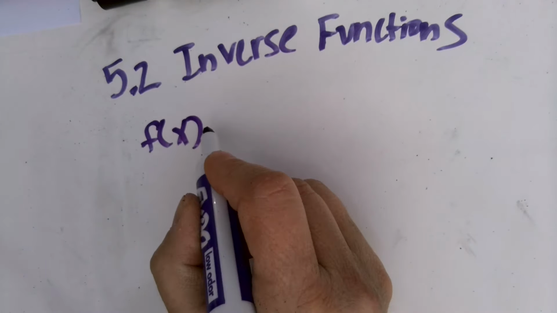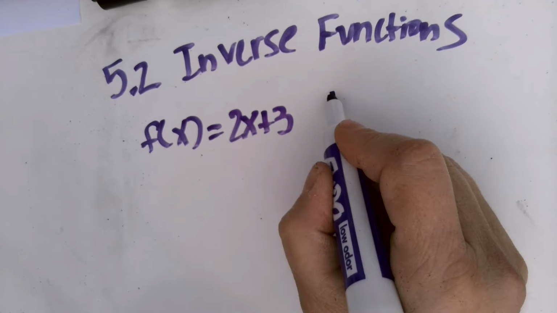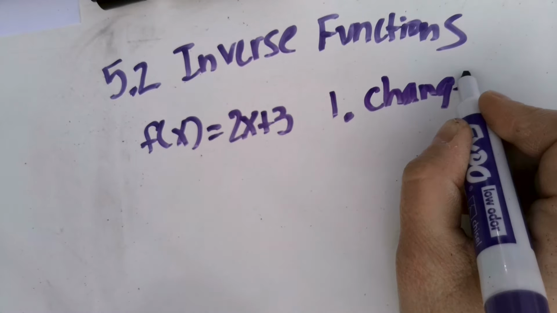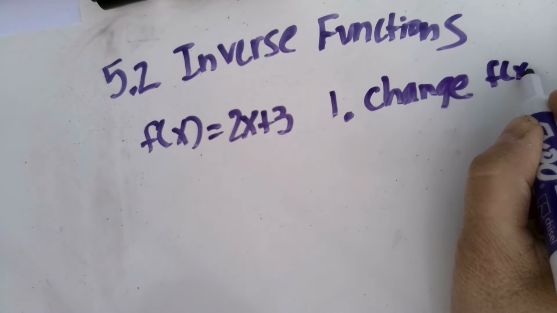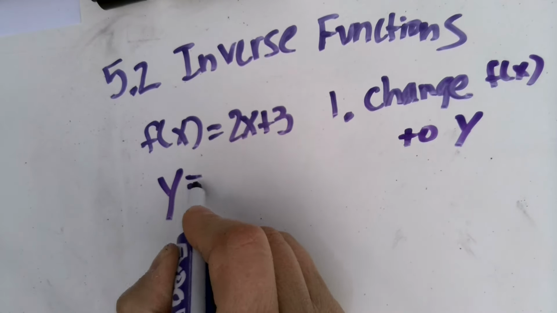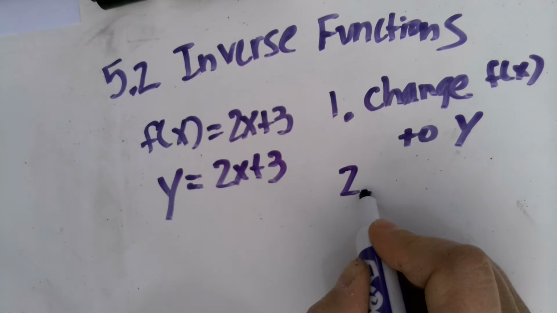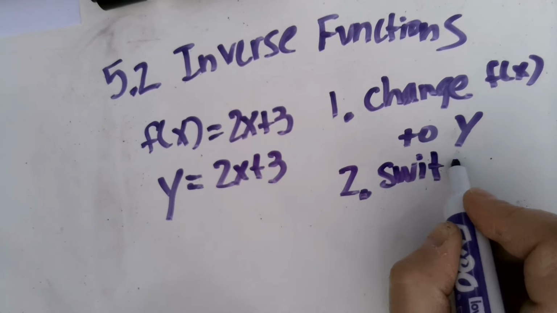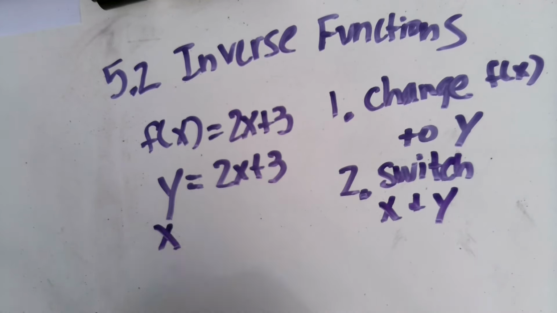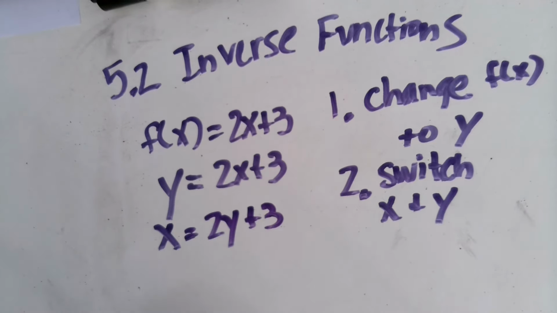Here's a function, f of x equals 2x plus 3. Step one, the first thing that you do is you change f of x to y. So this is y equals 2x plus 3. Step two, then, we want to switch x and y. So we're going to turn our y into an x and our x into a y.